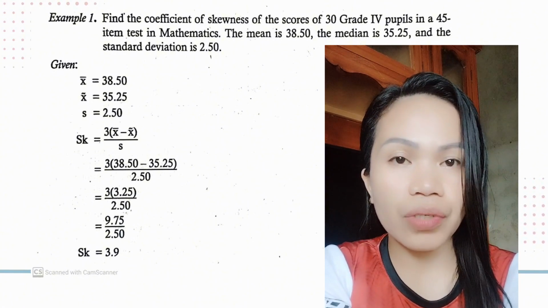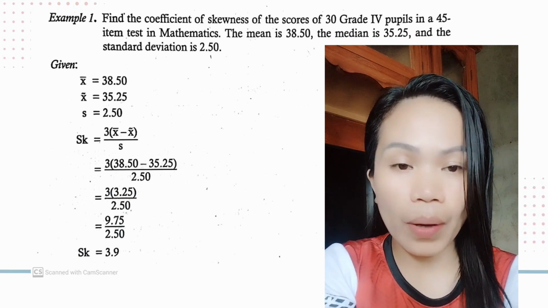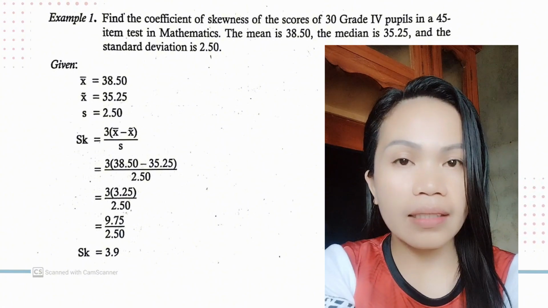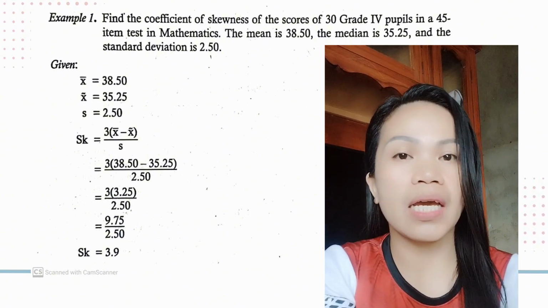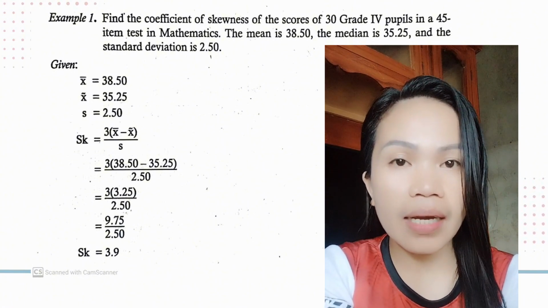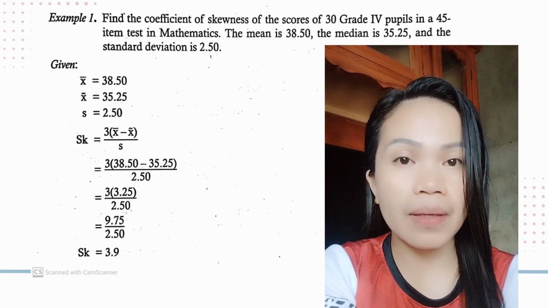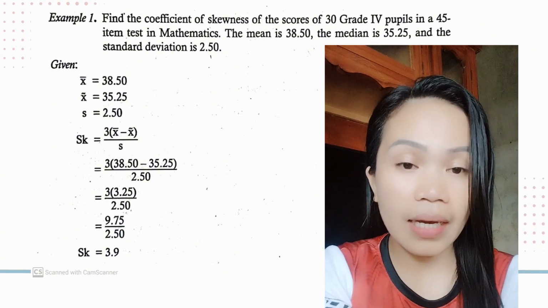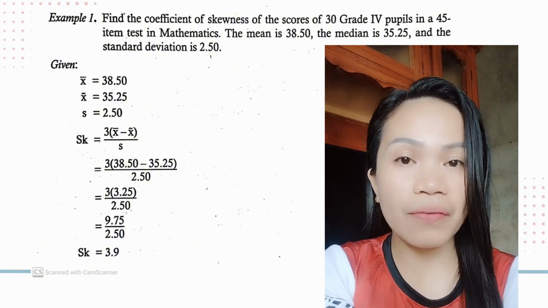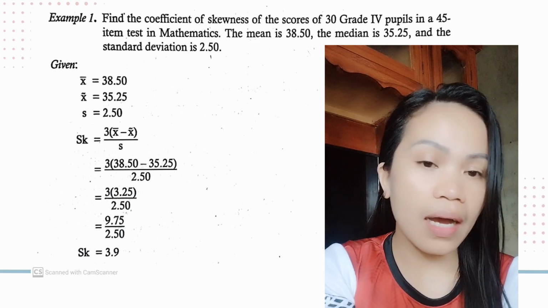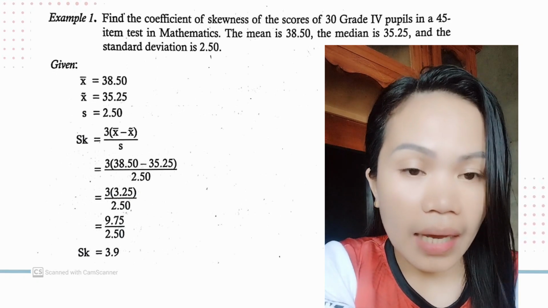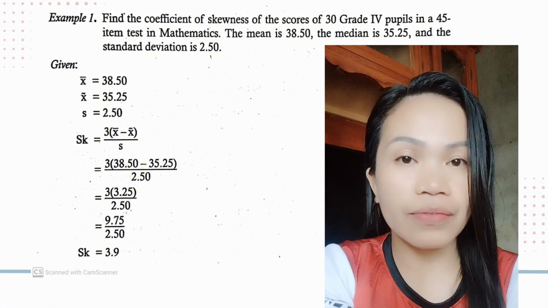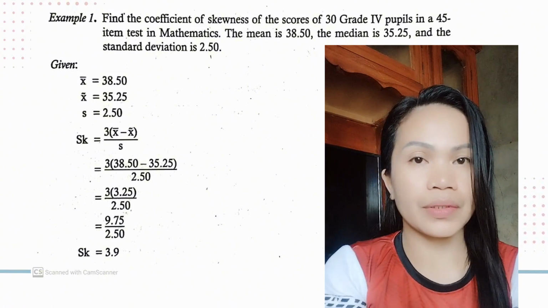38.50 minus 35.25 is equal to 3.25. Copy the constant 3 and then divide by 2.50. So 3 times 3.25 is equal to 9.75, divided by the standard deviation of 2.50. The answer is, the SK would be equal to 3.9, or positive 3.9. Right?